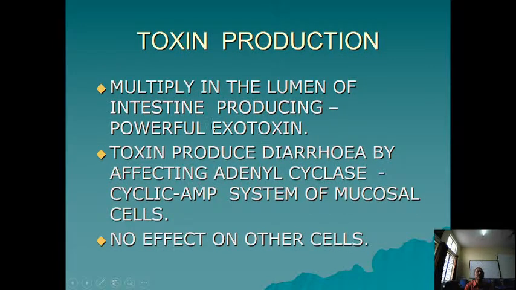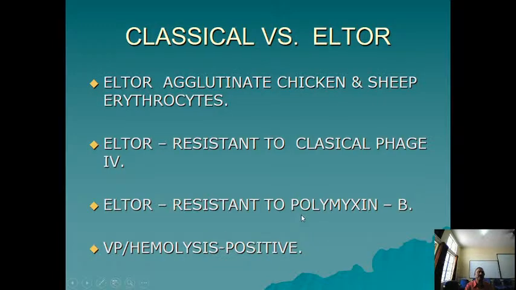Once it comes into the lumen of the intestine, it produces a powerful exotoxin, and the toxin produces diarrhea by affecting the adenyl cyclase cyclic AMP pump, and this will result in a huge amount of fluid coming out into the intestinal cavity. What is the difference between classical and El Tor? Also, you have learnt this in microbiology. El Tor agglutinates chicken and sheep erythrocytes, is resistant to classical phage 4, resistant to polymyxin B, and VP hemolysis is positive.